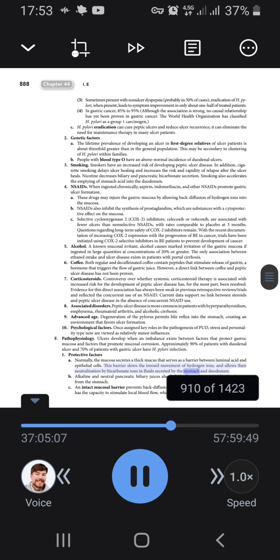B. Alkaline and neutral pancreatic biliary juices also help buffer acid entering the duodenum from the stomach. C. An intact mucosal barrier prevents back diffusion of gastric acids into mucosal cells. It also has the capacity to stimulate local blood flow, which brings nutrients and other substances to the area and removes toxic substances, for example, hydrogen ions.